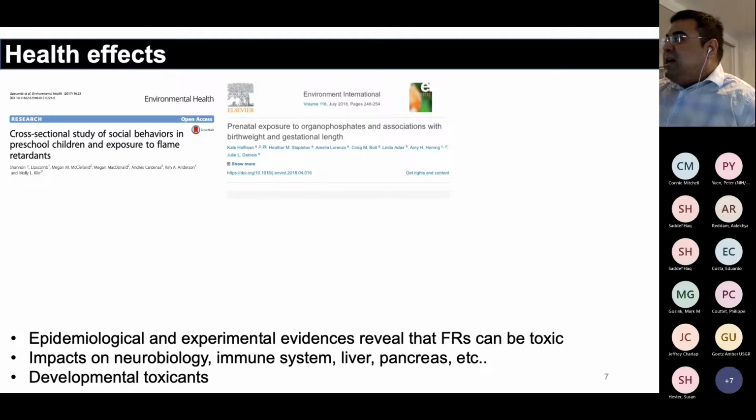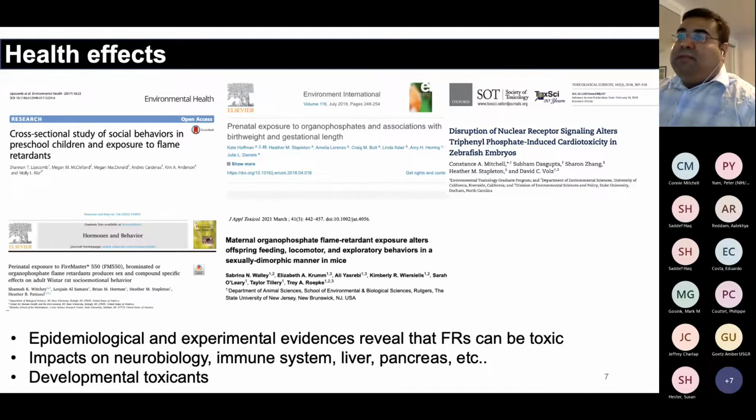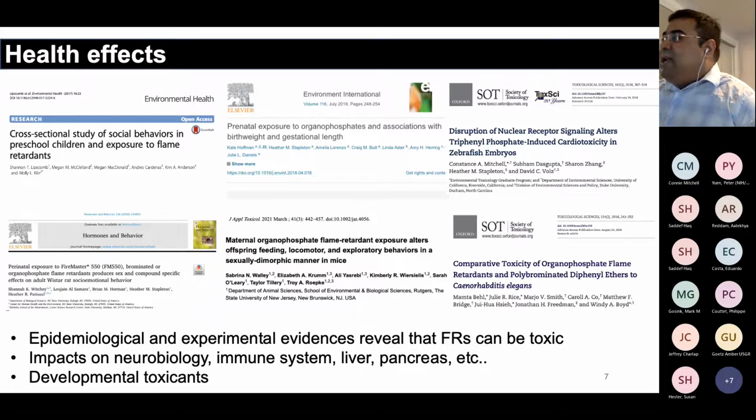Naturally, the concerns for toxicity arise, and studies have taken multiple different approaches to understand adverse health effects of flame retardants. Epidemiological assessments, as these two studies show, have shown that flame retardant exposures can be associated with neurological or reproductive outcomes. But researchers also have used an array of different model organisms, including zebrafish as a model. This is a study that was led by Connie when we were working at University of California, Riverside. But there are also other model organisms, such as mouse models, C. elegans, as well as in vitro and in silico approaches to understand their mode of action and better predict their health effects.